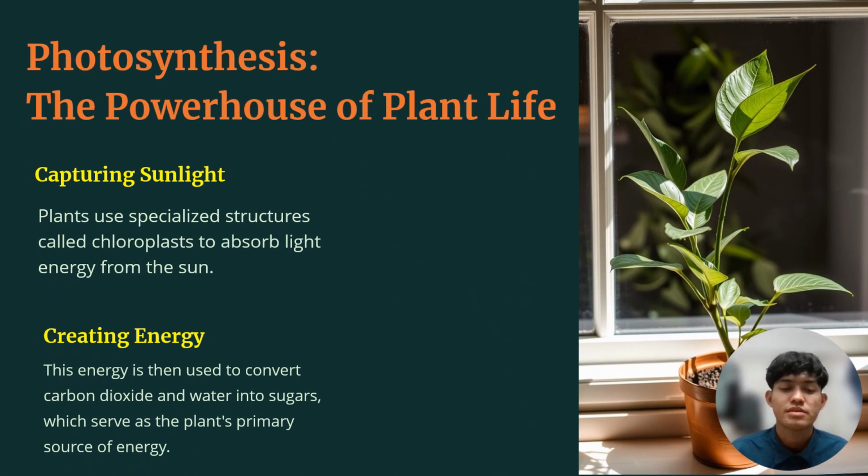So, the next one is photosynthesis, the powerhouse of plant life. Capturing sunlight. Plants are equipped with specialized structures called chloroplasts. This tiny green powerhouse absorbs light energy from the sun, which serves as the driving force for photosynthesis. Without this step, the entire process wouldn't be possible. Creating energy. Once sunlight is captured, plants use it to transform carbon dioxide and water into sugars. The sugars act as the plant's primary energy source, fueling growth, reproduction, and repair. As a bonus, oxygen is released into the atmosphere, a gift for all living beings.